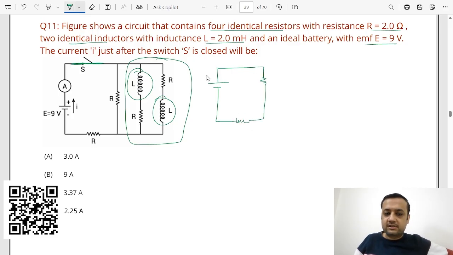So this is the overall circuit, and this is a very easy circuit. Now we can say the current can be written as 9 by (2 plus 2), that is 9 by 4. Okay, that means 2.25 amperes. All right, so option D will be the correct answer for this question.